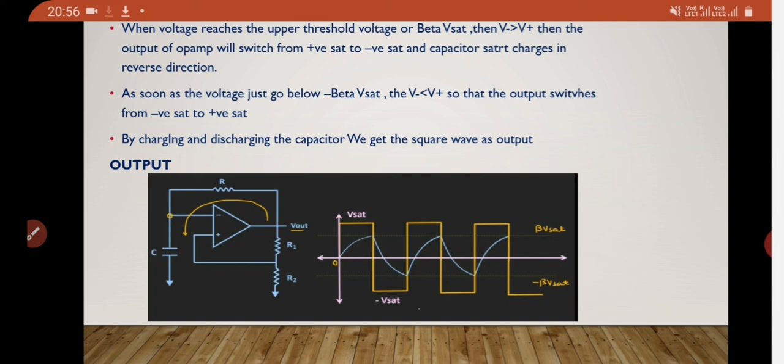Then the output of the op-amp will switch from positive saturation to negative saturation, and the capacitor charges in the reverse direction, that is, in this direction. As soon as the voltage goes below minus beta V sat, then V minus is less than V plus, and the output switches from negative saturation to positive saturation. By charging and discharging the capacitor in this way, we get square waves at the output.